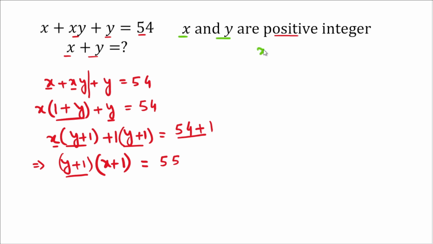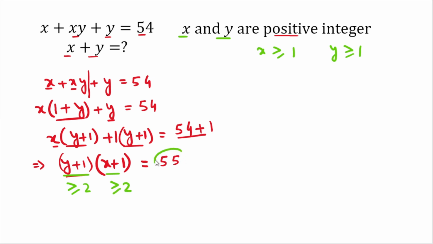Our next step: here x and y are positive integers, which means x will be greater than or equal to 1. Similarly y will also be a positive integer, so y will be greater than or equal to 1. So if y is greater than or equal to 1, then y plus 1 will be greater than or equal to 2. Similarly, x is greater than or equal to 1, so x plus 1 will also be greater than or equal to 2.